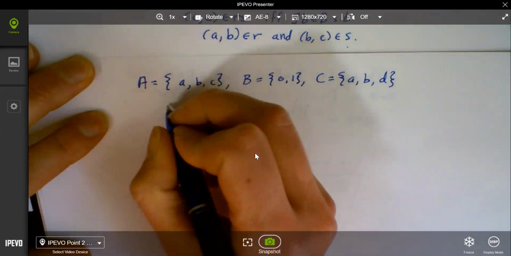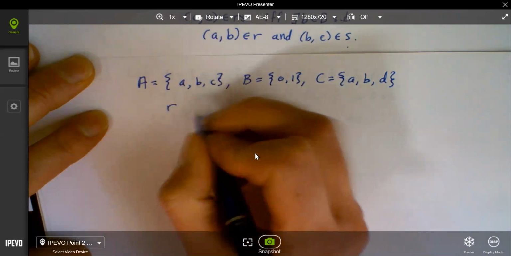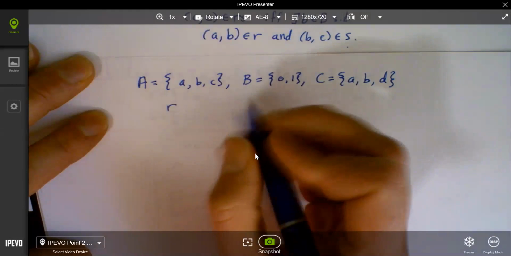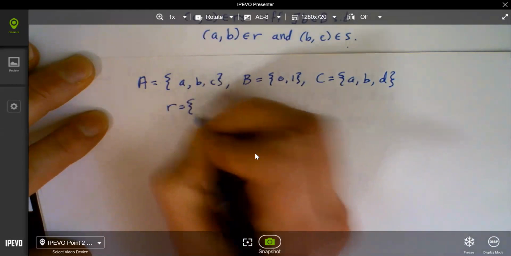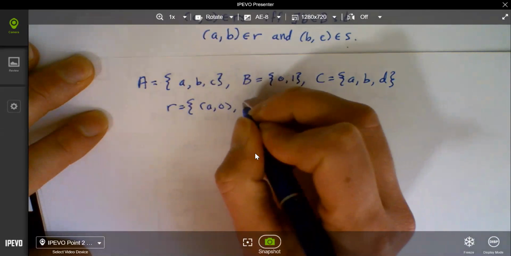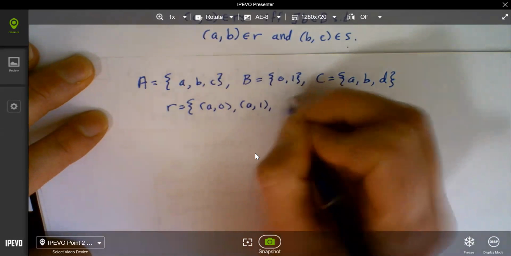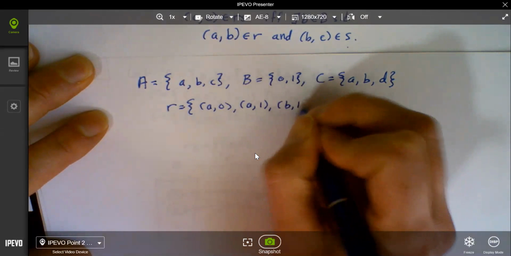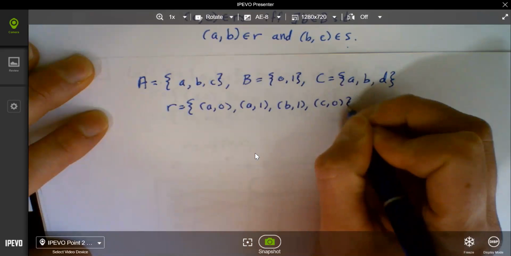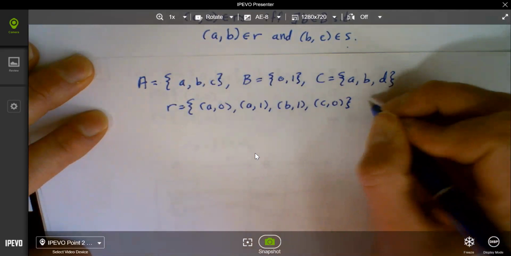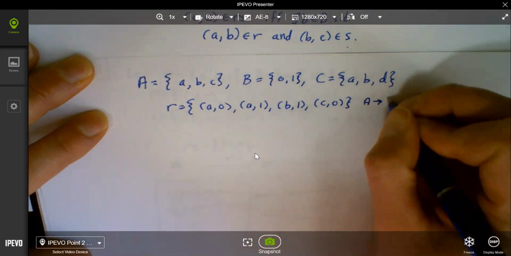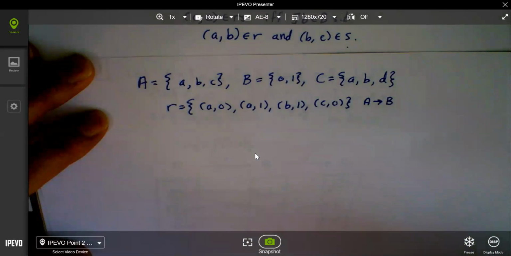Now let's consider two relations. Let's consider a relation R that is a relation from A to B, and R is going to have the elements (a, 0), (a, 1), (b, 1), and (c, 0). So again, this is relation R that relates set A to set B.